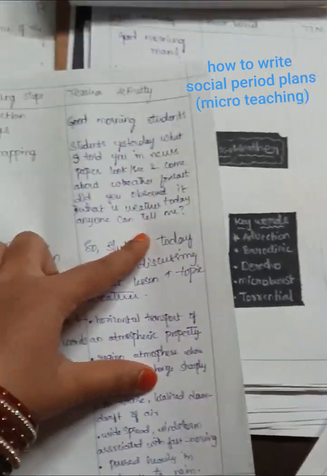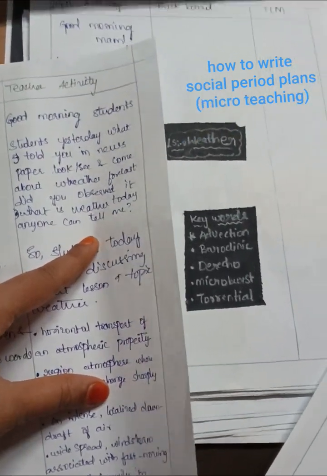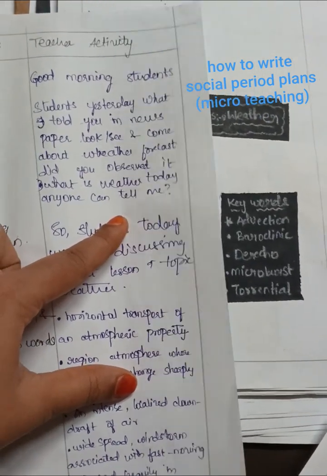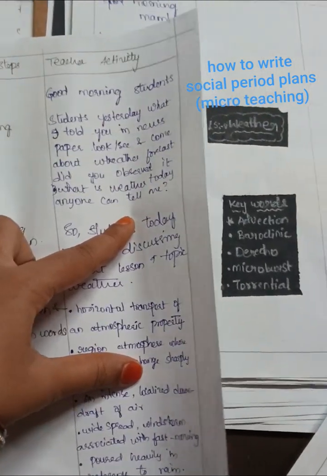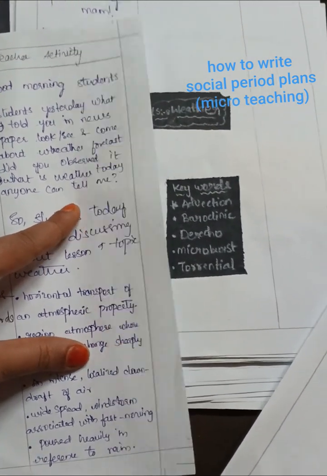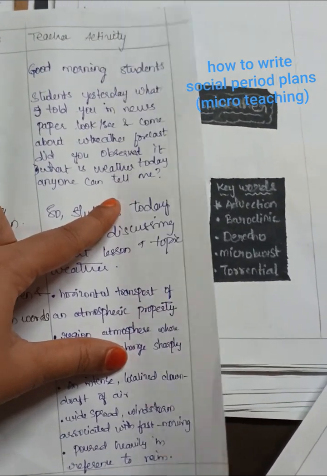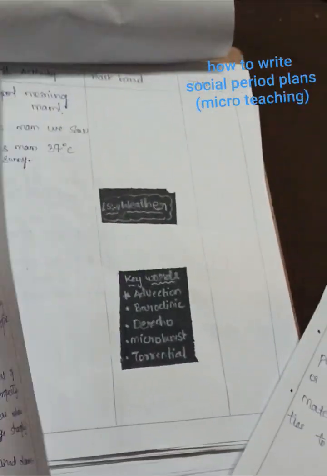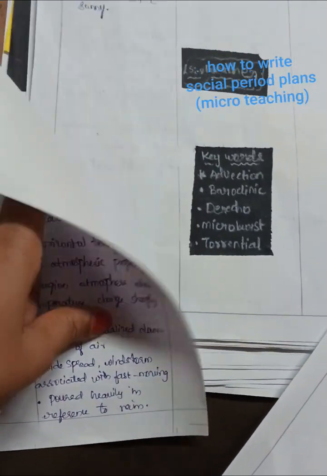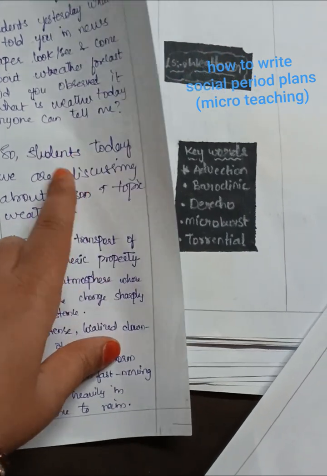You should entertain the students. You will be asked some questions, like in mind mapping, where you will be writing about yesterday's topic, what you have discussed. If they remember, they will answer the questions. Next, topic declaration. In topic declaration, after mind mapping, you will be declaring the topic.